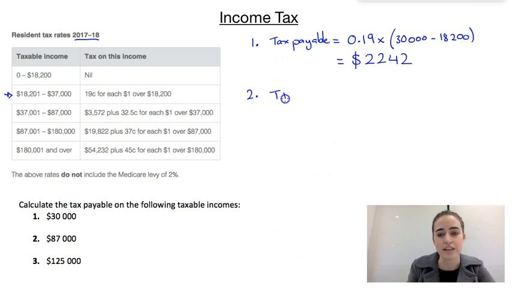Right, let's have a look at question 2. I'm going to write TP for tax payable. So tax payable is going to be equal to, in this question, $87,000 as our taxable income. That means we're going to fall into this bracket here. $87,000, we're only just in this bracket. $87,100 would be in our next one. So we're only just in here.